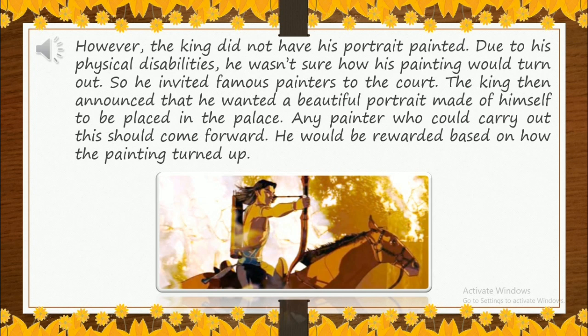However, the king didn't have his portrait painted. Due to his physical disabilities, he wasn't sure how his painting would turn out. So he invited famous painters to the court. The king then announced that he wanted a beautiful portrait made of himself to be placed in the palace. Any painter who could carry out this should come forward. He would be rewarded based on how the painting turned out.